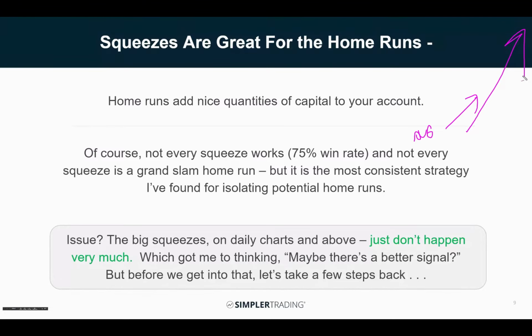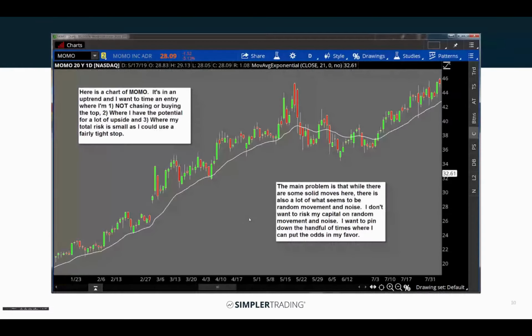But it is the most consistent strategy I've found for not only isolating potential home runs, but for keeping me out of the market if I shouldn't be in. Remember that whole FOMO versus JOMO. The squeeze is such a clear signal, and the entry procedures are so clear that if you don't have that situation, the number one thing you can do for yourself to improve your trading results is to not do anything if you do not have a signal. And visually, the squeeze and the way it's set up really helps with that, because otherwise you succumb to impulse trading, and then basically this is never going to work for you.